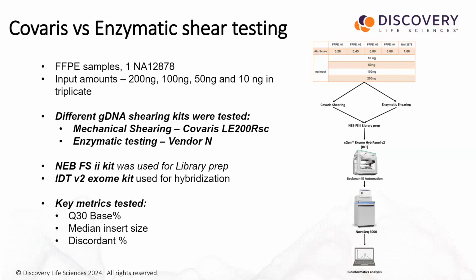We deployed different gDNA shearing technologies. Mechanical shearing was done using the Covaris LE220 RSC instrument. In the enzymatic testing, we went with vendor N. The downstream library prep was done with the NEB FS2 kit, followed by the IDT V2 exome kit for hybridization. As you can see in the center of the figure is the Beckman i5 automation.